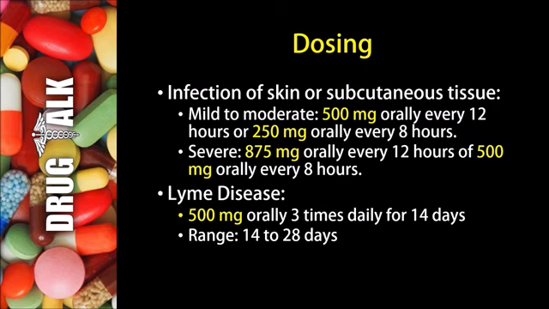Now what about dosing with amoxicillin? So as an example, if we were treating an infection of the skin or subcutaneous tissue and it was mild to moderate, we may see 500 milligrams orally every 12 hours or 250 milligrams orally every 8 hours. If the infection was severe, however, we may see 875 milligrams orally every 12 hours or 500 milligrams orally every 8 hours.